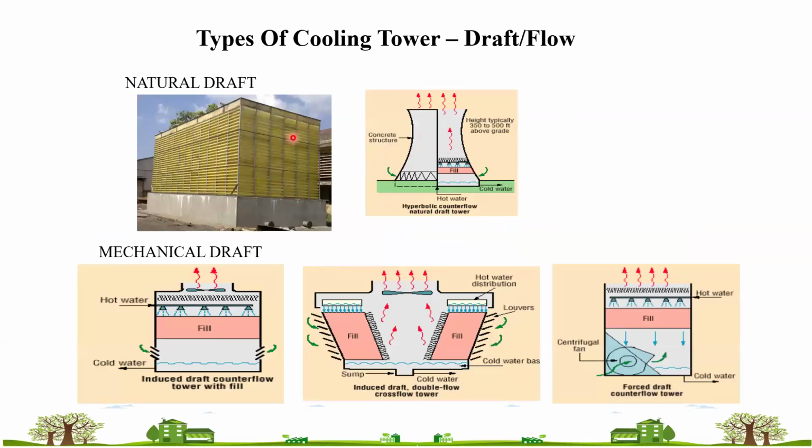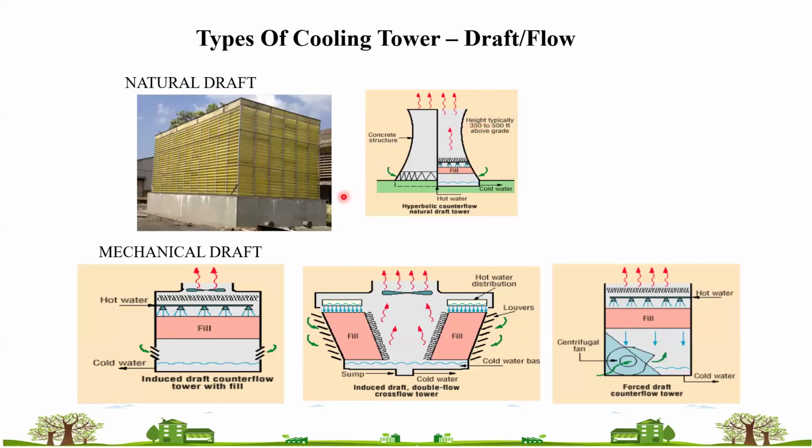The typical height of the cooling tower is around 350 to 500 feet. With the help of that particular height, they are able to cool that inlet water. So these are some applications of natural cooling tower.